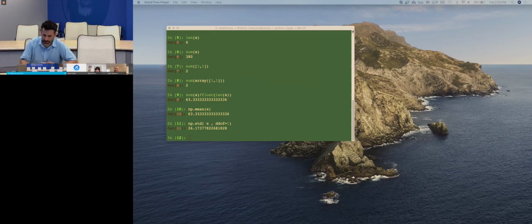Sounds good. Let me first... I'm trying to connect my iPad again. It disconnected.